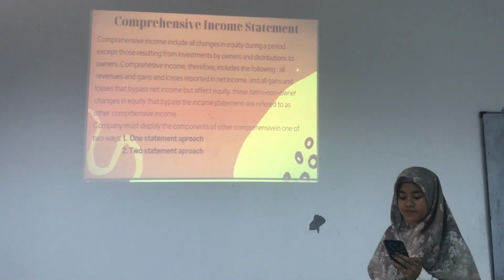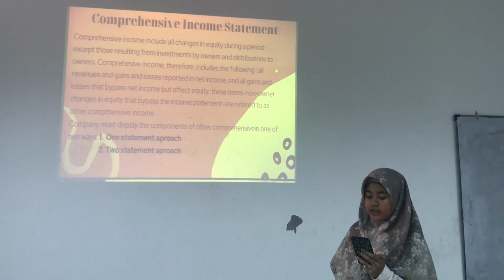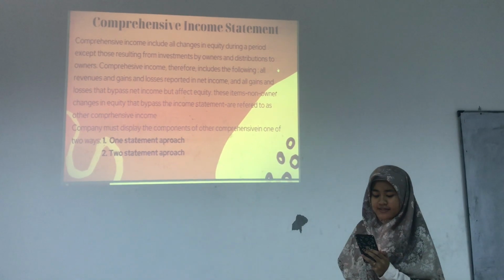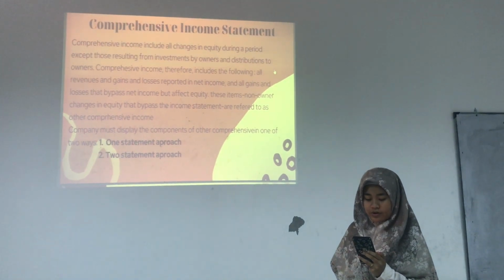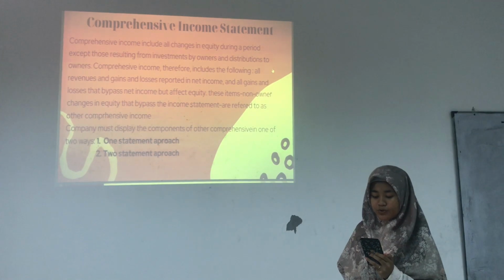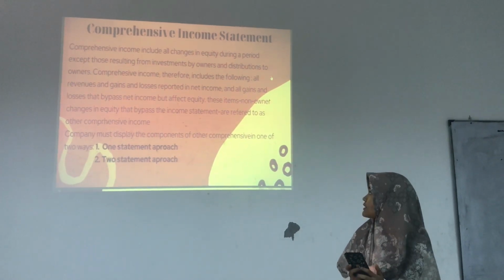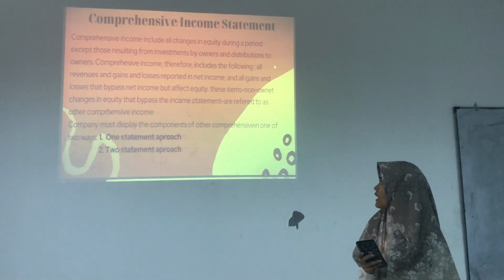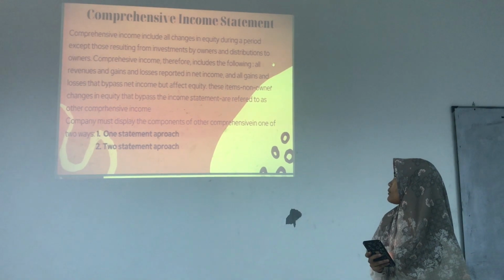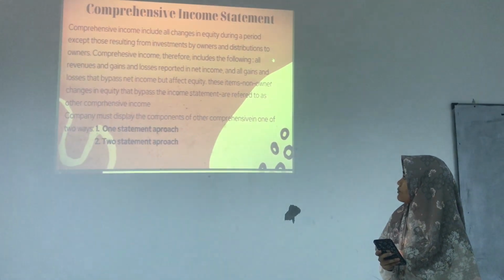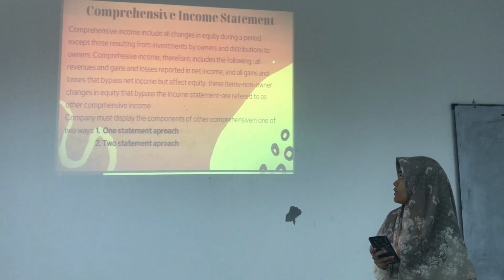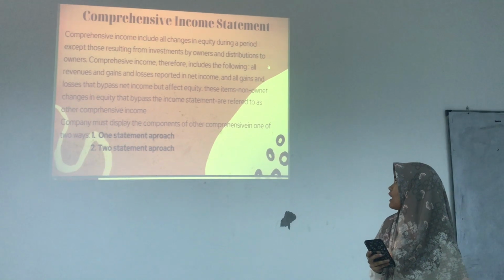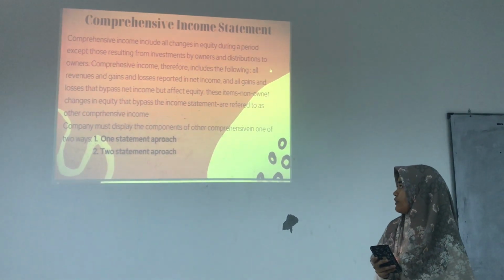Next, the comprehensive income statement. Comprehensive income includes all changes in equity during a period except those resulting from investments by owners and distributions to owners. Comprehensive income therefore includes the following: all revenues, gains and losses reported in net income, and all gains and losses that bypass net income but affect equity. These items, non-owner changes in equity that bypass the income statement, are referred to as other comprehensive income.